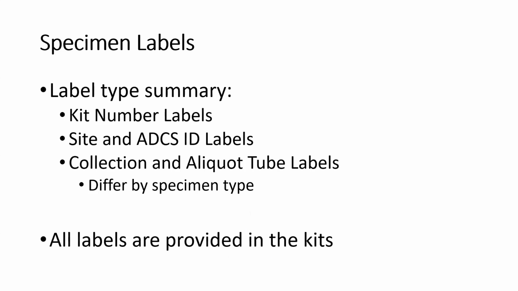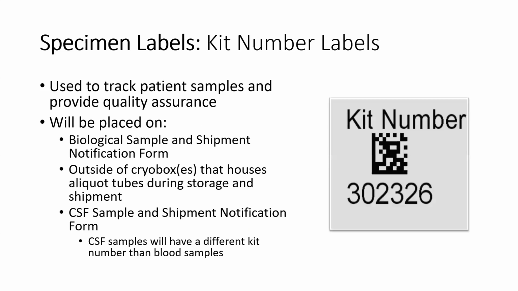So the specimen labels. There are 3 types of labels that are provided in the kit: the kit number label, the site and ADCS ID label, and the collection and aliquot tube label. So this is what the kit number label looks like. It's used to track patient samples, and it helps provide a level of quality assurance for us. This label is placed on the biological sample and shipment notification form that's used for the blood samples that are collected, as well as the CSF sample and shipment notification form.